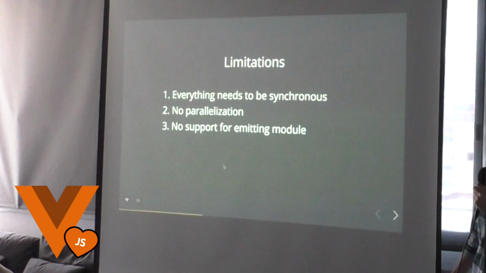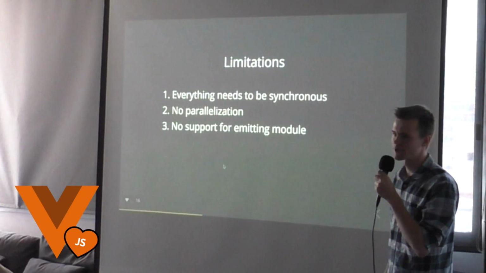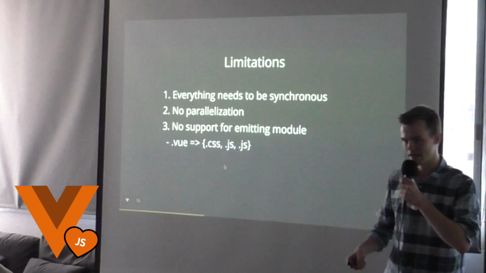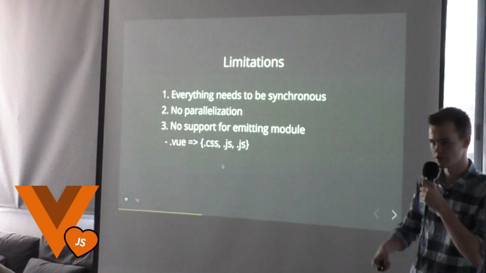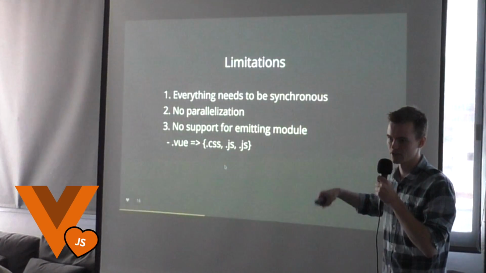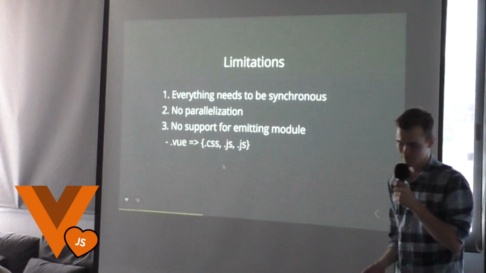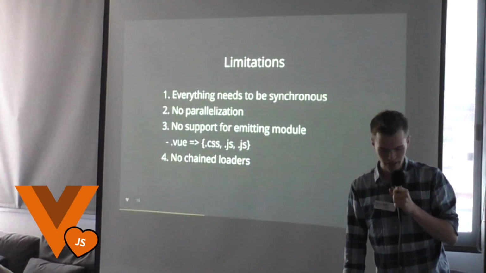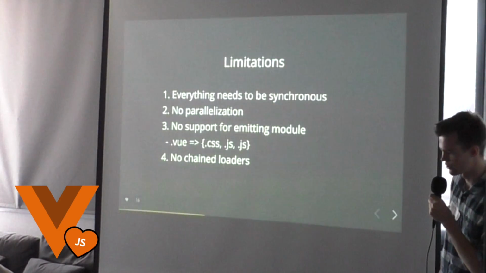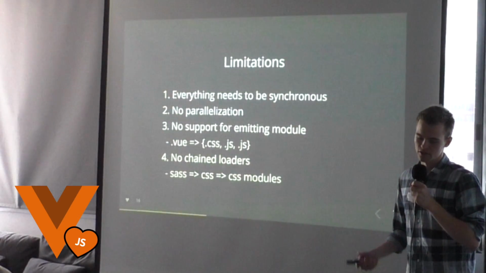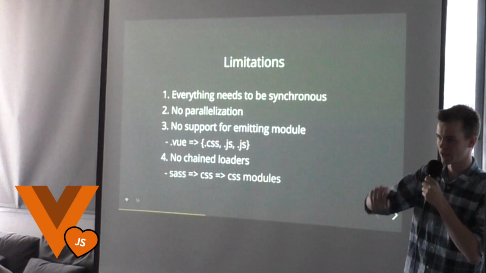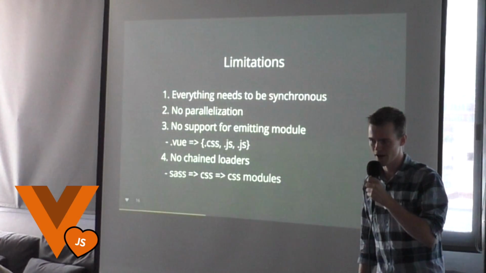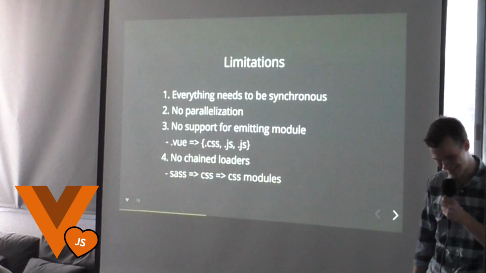The third one is there is no support for emitting modules. This sounds pretty strange, but I think everyone has seen this now. When you have a .vue file, it actually exports a .css file for the styles, a .js file for the template, and a .js file for the script tag. And we didn't have support for getting one file to 3 files. And the last one is there were no chain loaders. So if you had a Sass file and then you wanted CSS modules out of it, we had to get Sass to CSS and then to CSS modules, and that didn't work. Actually, the bundler was super limited, I found out.